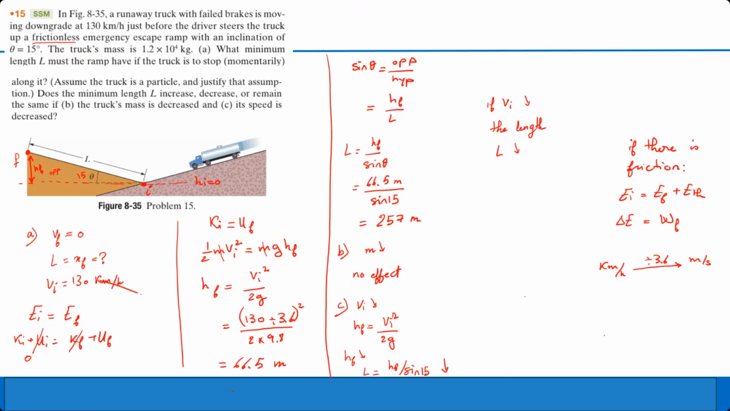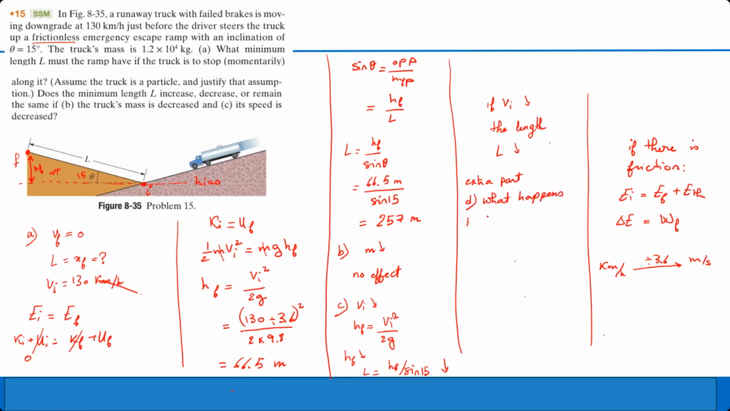Namely, let's say I asked you, let's put an extra part D. Let's say I asked you what happens to L if VI is reduced by half. Like I give you an exact value and I want an exact value. How I would write it is like this. I would say VI prime is half VI.